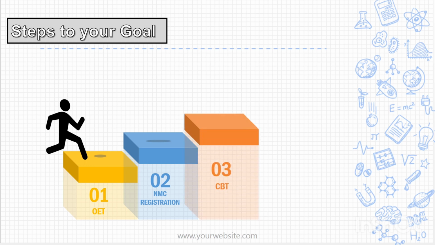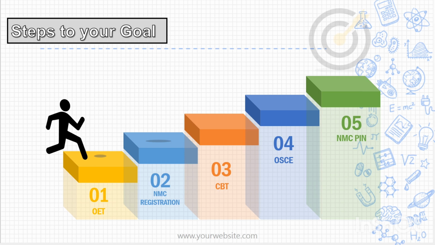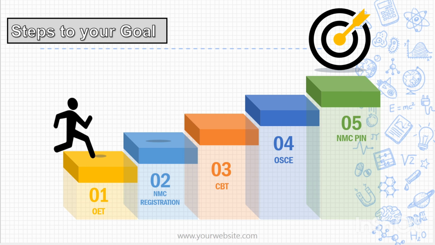The third step is CBT, that is computer-based test, which contains 120 multiple choice questions to test your ability and knowledge to practice nursing safely in UK. The fourth step is OSCE, that is Objective Structured Clinical Examination, and finally if you succeed with OSCE, then you can get your UK Nursing and Midwifery Council PIN number as a registered nurse. So these are the 5 steps to reach your goal to practice nursing in UK.